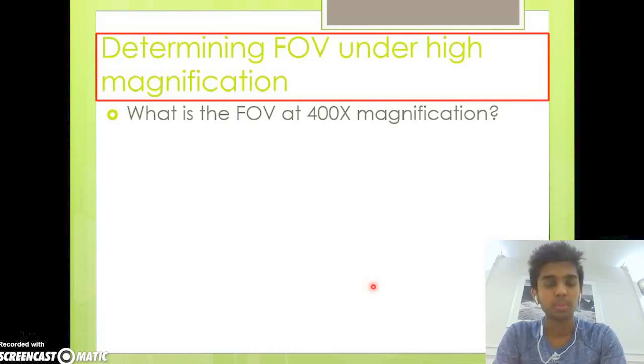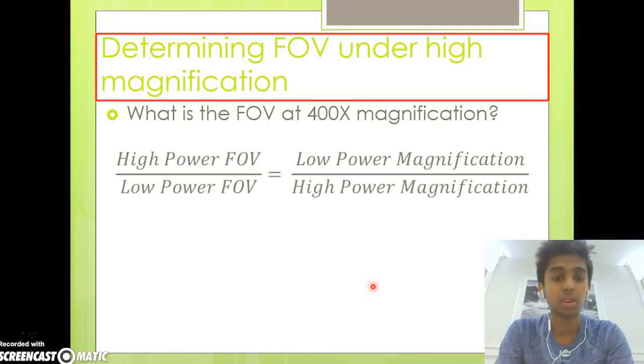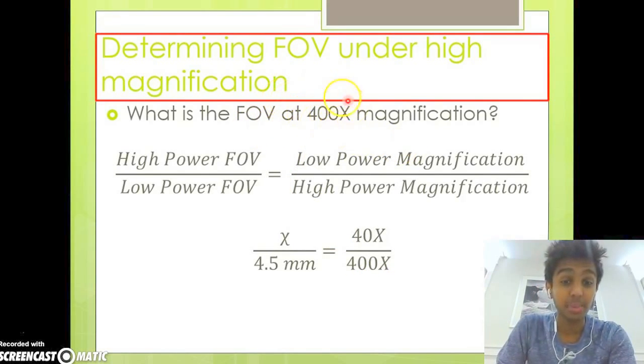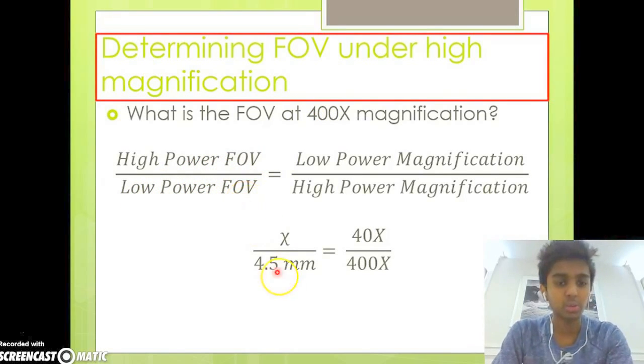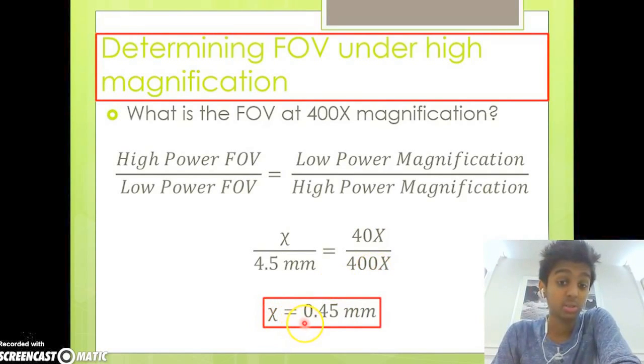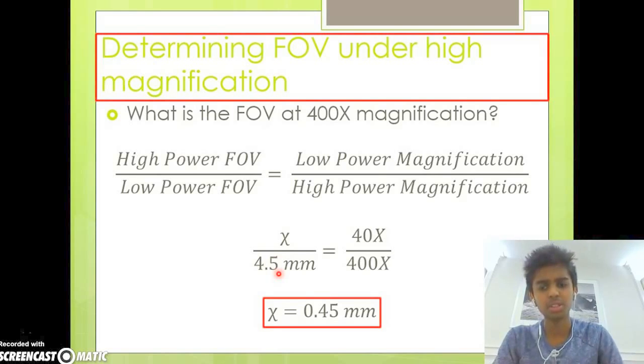Now let's use it. What's the field of view of that same object at 400 times magnification? We use this formula, and we want to find the field of view at high magnification, using the field of view at low magnification, which is 4.5, and 40 and 400. Now we do the math, and we get x equals 0.45. How did we get this? You divide 40 by 400, and you multiply by 4.5. Let me just confirm that.